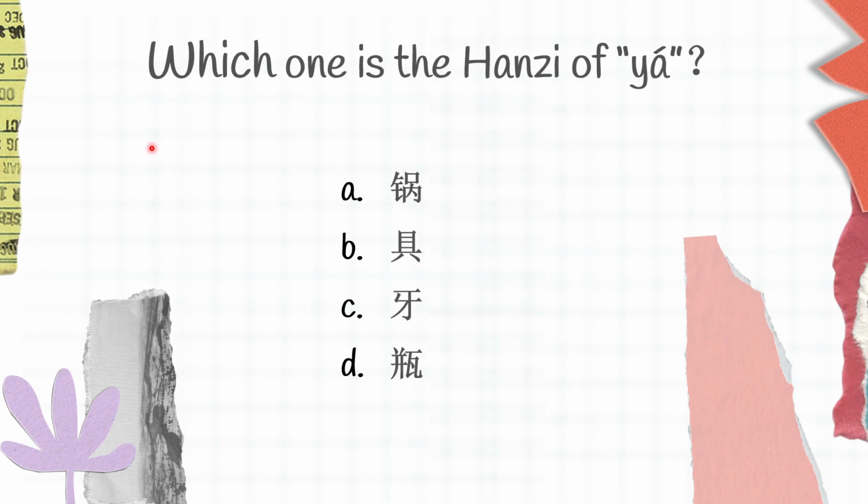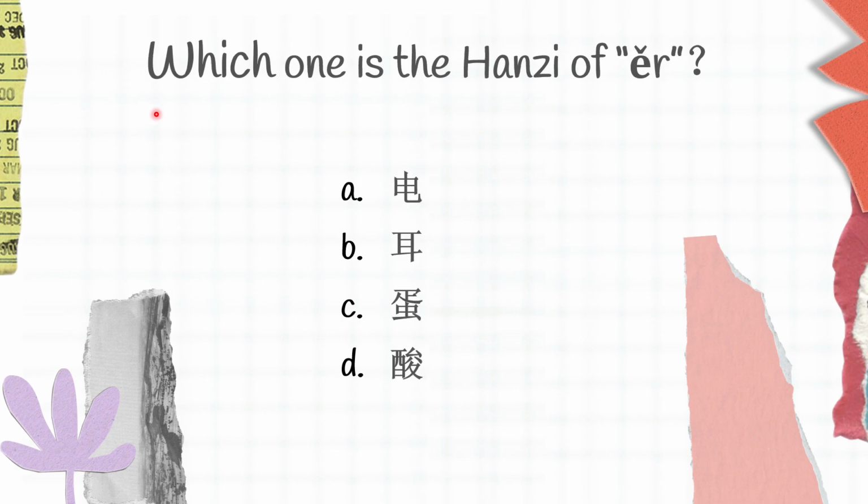Moving on to another question for today. Which one is the Hanzi of Ya? Which one do you think is the right answer, guys? A is 郭, B is 句, C is 牙, D is 平, and C is the right answer for this question.